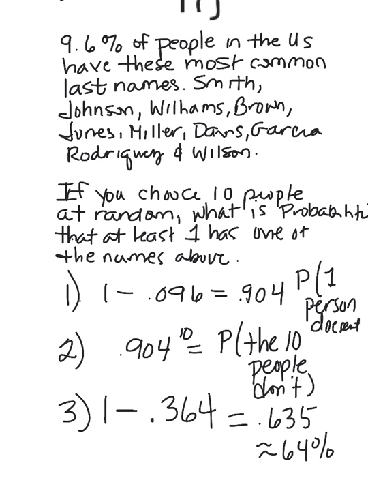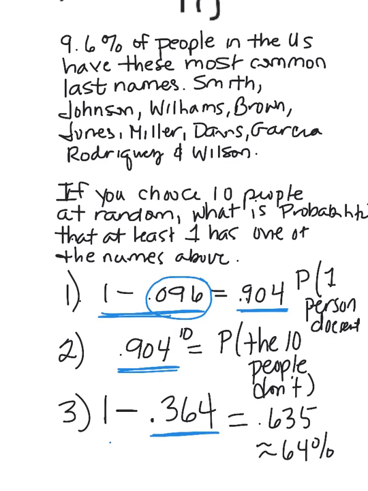So the first thing we want to find out is the probability that one person doesn't. That's our complement here: 1 minus the probability that someone does, and that's 0.904. Then we're going to look at the probability that the 10 people don't. So that's 0.904 to the 10th power. So nobody does, to the 10th power. And that works out to be this number right here, 0.364.